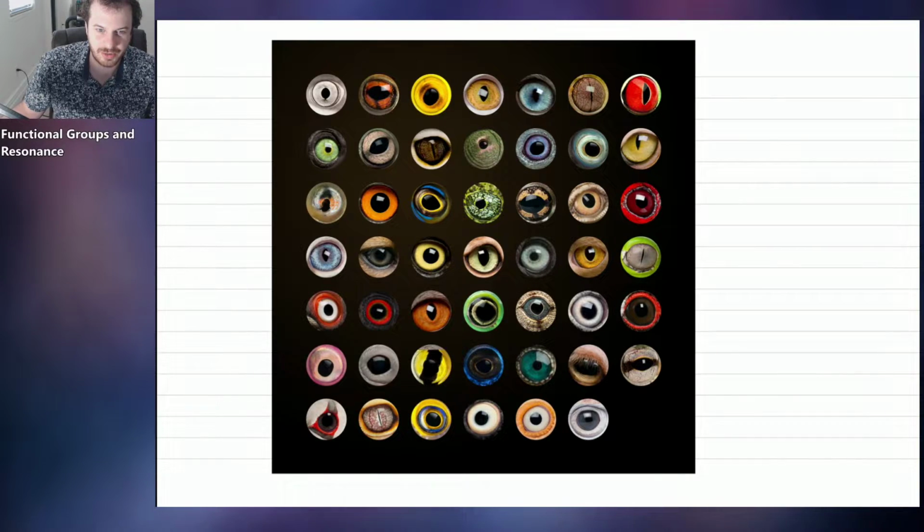What's on the screen right now? That's right, I bet you didn't have any problem at all identifying these pictures as eyes, even though they all look incredibly different. If you showed this picture to, say, a computer program, it may have trouble recognizing these as eyeballs because the colors and the shapes are all so different.